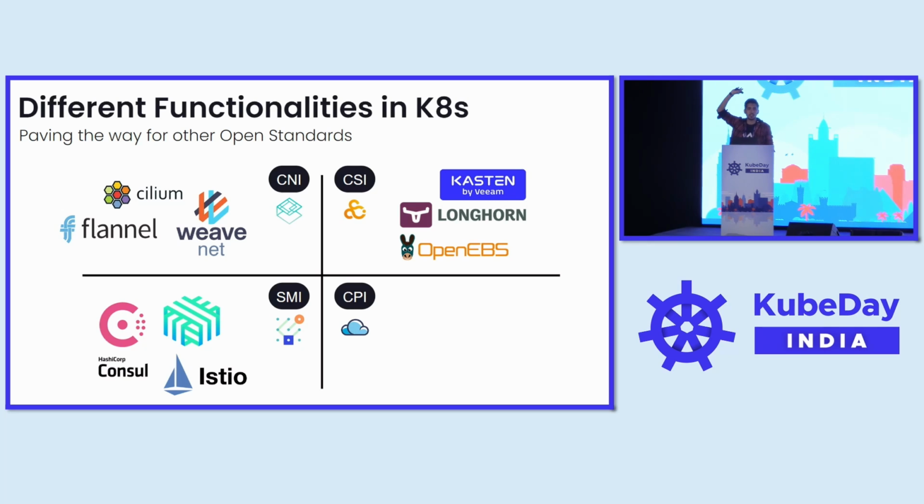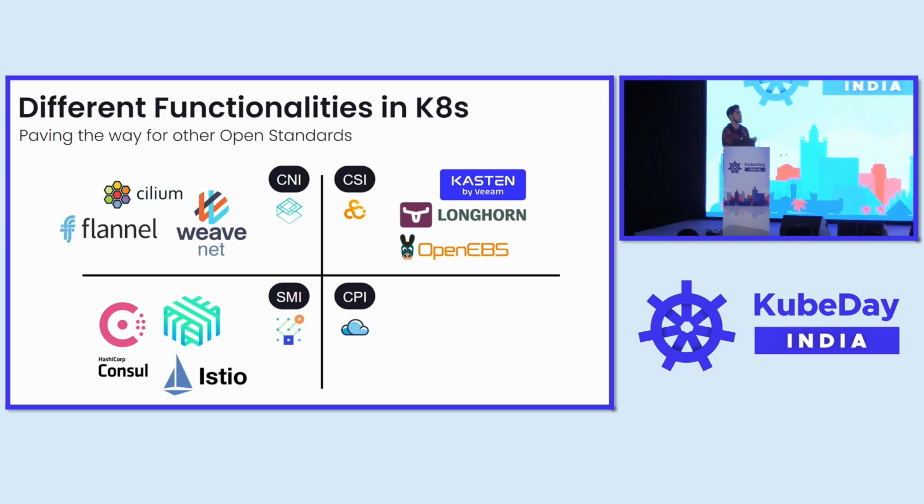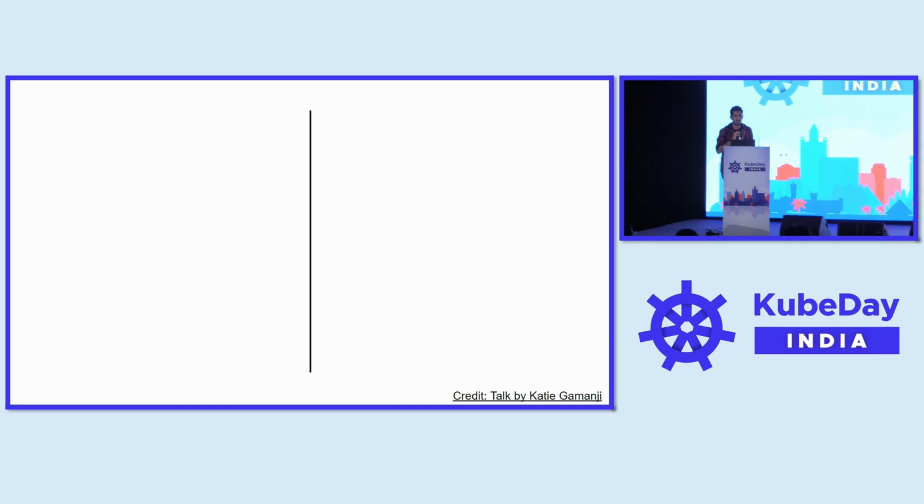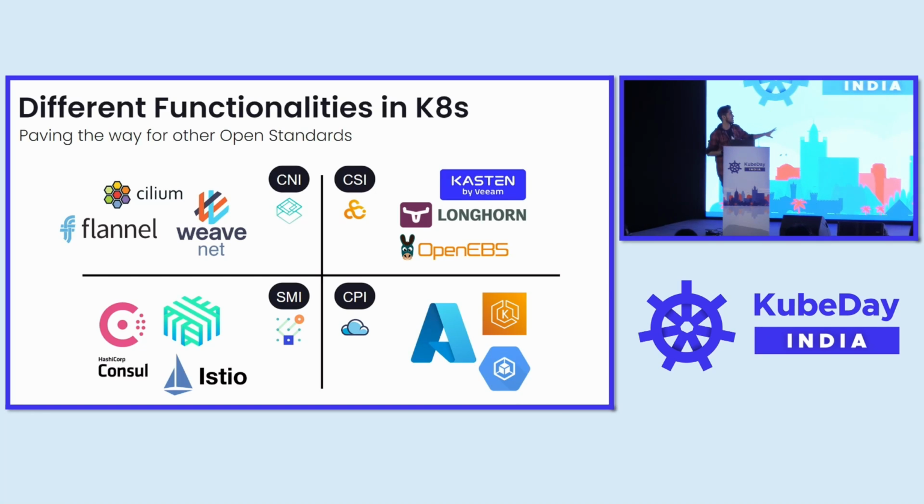Has anyone heard of this particular one before? Okay, cool. I've seen a few hands here. The cloud provider interface is what enables Kubernetes to be integrated with the cloud providers out there. It basically defines the formats and the set of rules which Kubernetes uses to be integrated with certain cloud platforms. Here are a few examples. You can use AKS, Azure Kubernetes Service. We have GKE, and we also have EKS, which is the Elastic Kubernetes Service. That's how you are able to use Kubernetes with numerous cloud providers out there. Now, these are the few main ones. These are the open standards that are continuously evolving and revolving around the ecosystem.